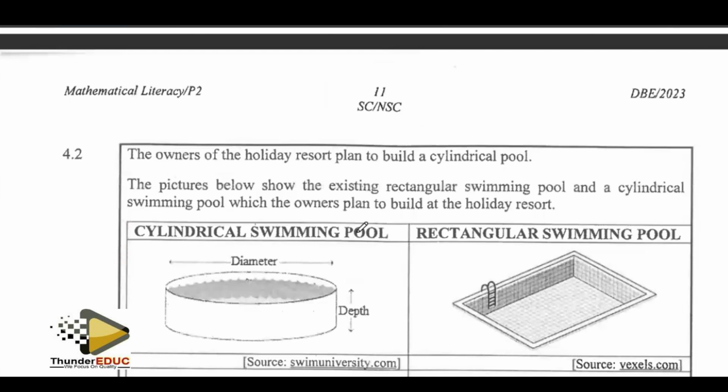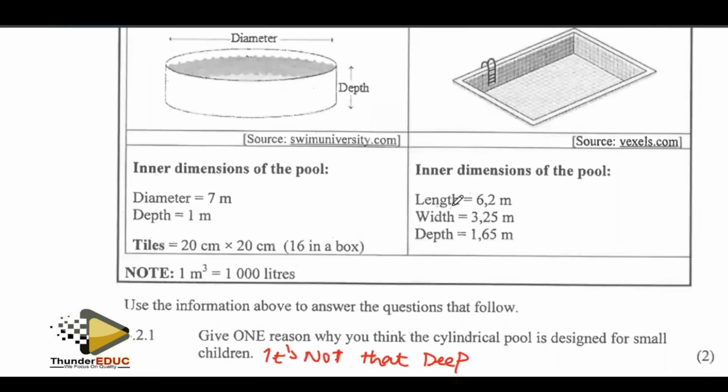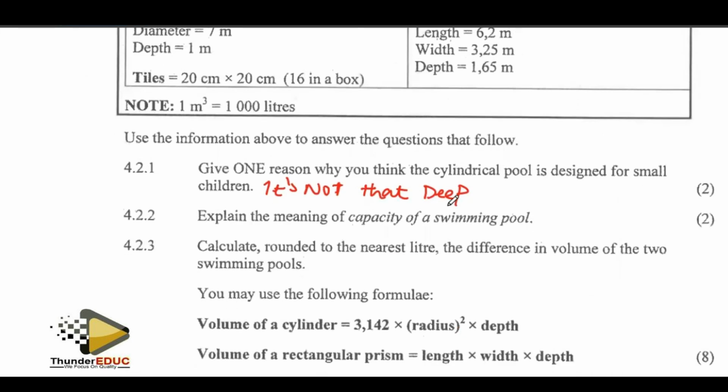4.2.1. The owner of the holiday resort plans to build a cylindrical pool. The picture below shows the existing rectangular swimming pool and the cylindrical swimming pool which the owner plans to build. Give one reason why you think the cylindrical pool is designed for small children. It's not that deep. It's 1 meter deep, whereas this is 1,65 meters deep.